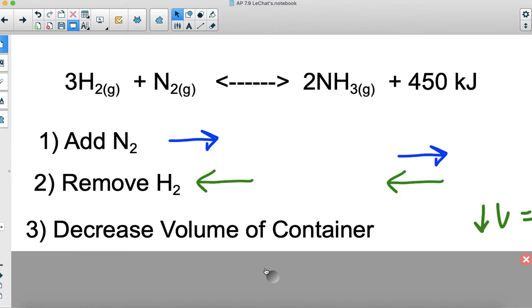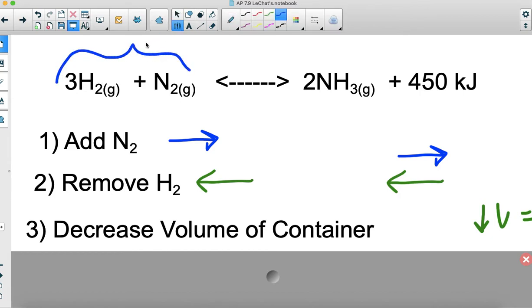If we decrease the volume of this container, oh, now I have to think about this gas stuff again. This side over here has 4 gas molecules. This side over here has 2 gas molecules.